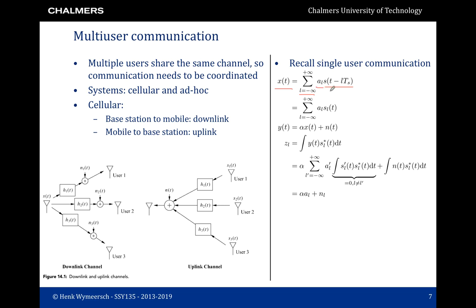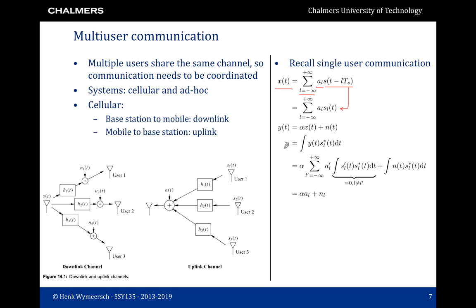And for each pulse we send a symbol A_L, for instance drawn from a QAM constellation. We can rewrite s(t - LT_s) as s_L(t). Okay, so this is just a different way of writing the same thing. The observed signal y(t) is then given under flat fading as a complex channel gain alpha times the transmitted signal plus noise. We would then apply a matched filter plus symbol rate sampling.